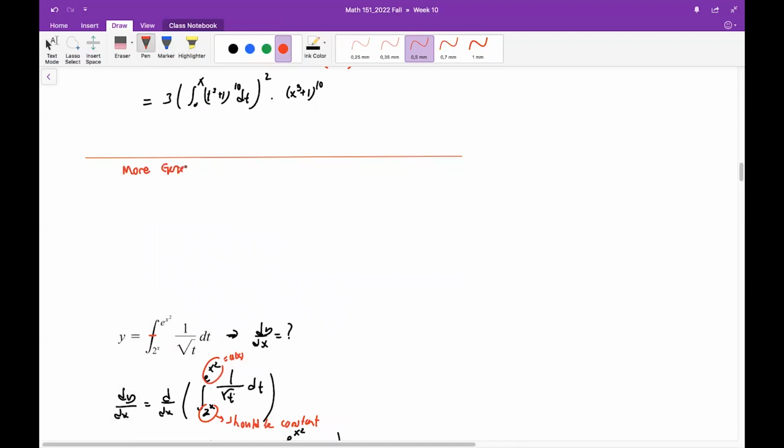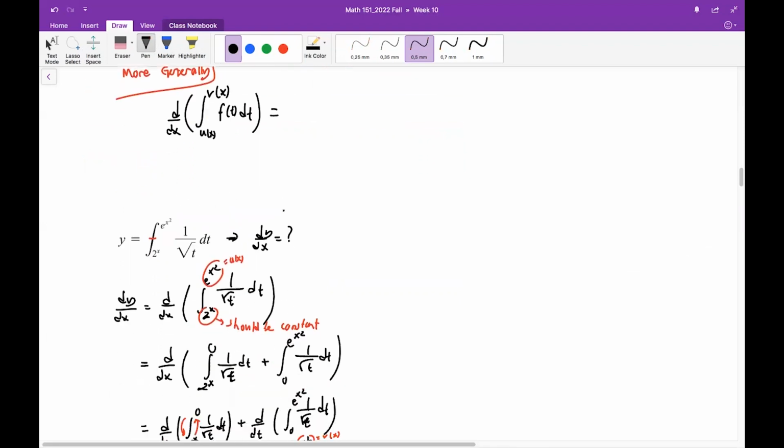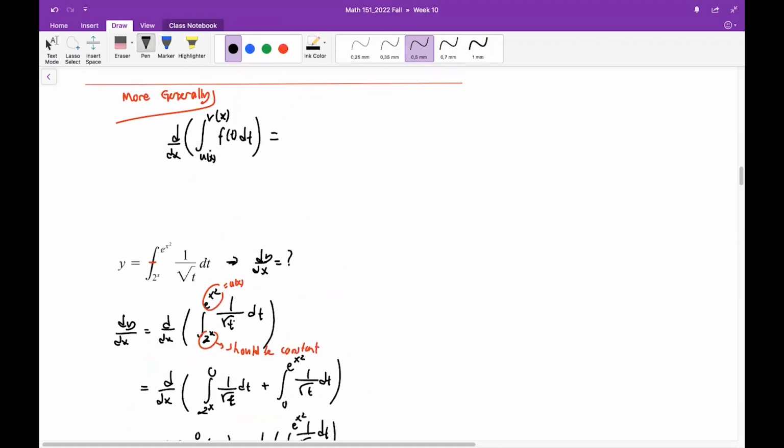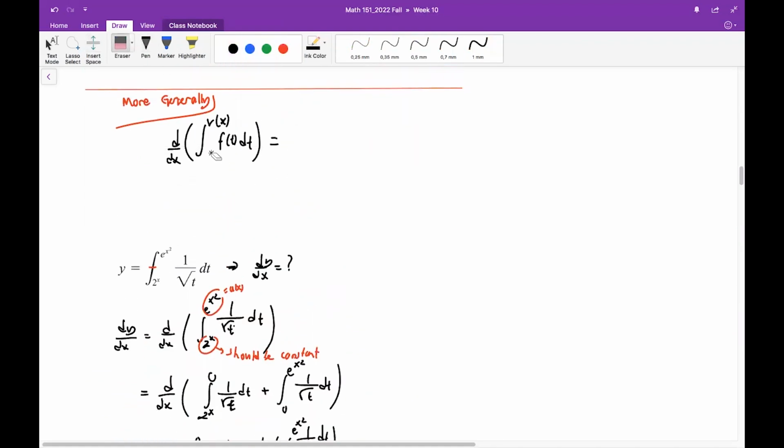More generally, if you want to apply the fundamental theorem of calculus to integrals in this form where both lower and upper bounds depend on x, and you want to take the derivative with respect to x, we understood what we should do here. So the result is f evaluated at the lower bound. Okay, so I called the upper bound v of x and the lower bound u of x, like this.